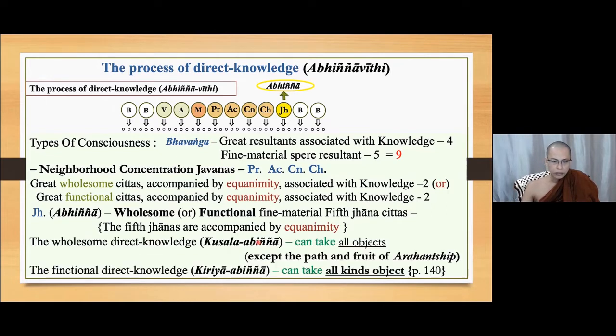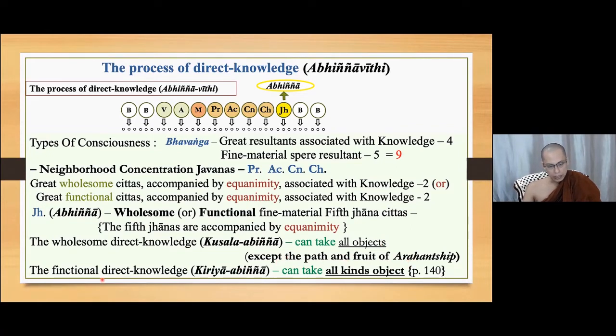Then the wholesome direct knowledge about the objects. So looking back to the third chapter of the Abhidhammattha Sangaha, the kusala abhinya. The direct knowledge takes all objects, but not completely, except the path and fruit of arahatship. If you can remember how we classify the objects and how we make the relationship between the consciousness and objects, you can identify the object of the wholesome direct knowledge is all objects except the path and fruit of arahatship.